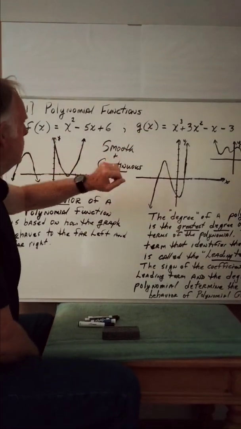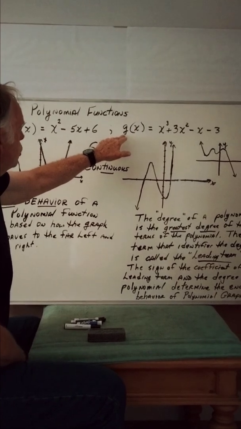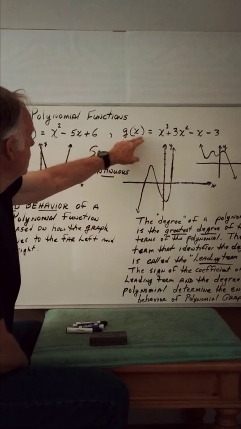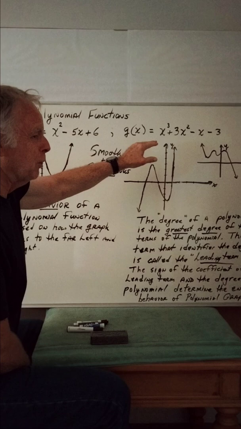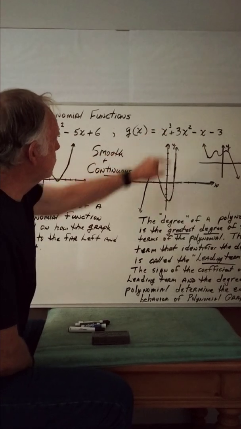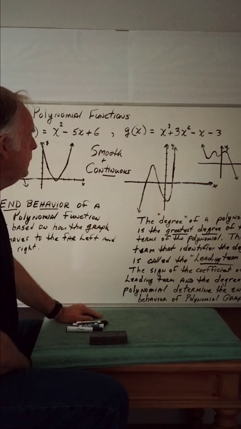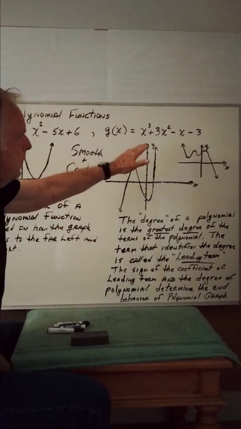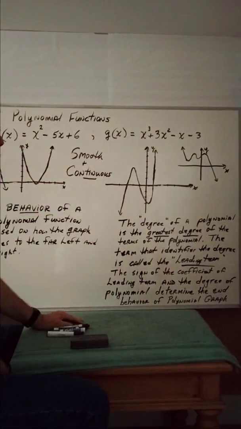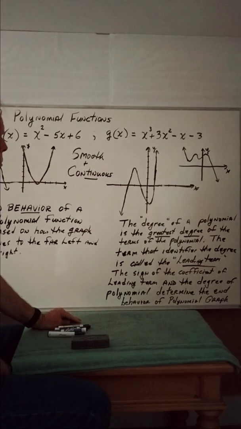The second one, the value of function g when the domain is x is equal to the range value of x cubed plus 3x squared minus x minus 3. It's been defined by a polynomial that has 4 terms.